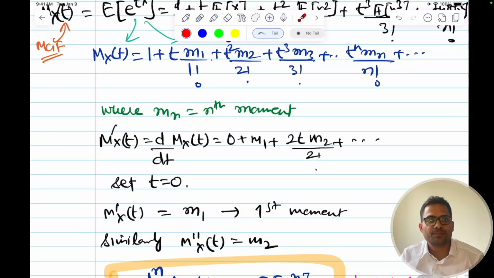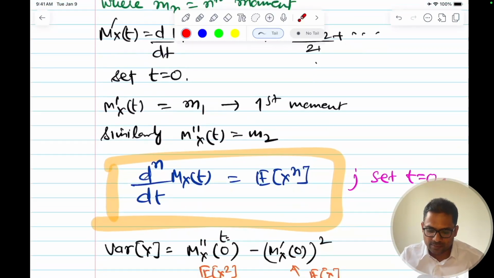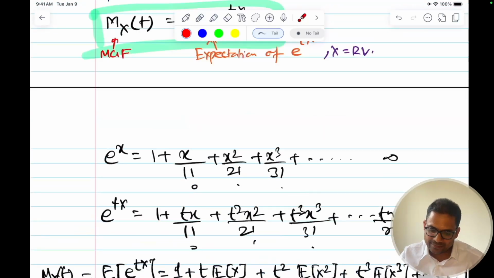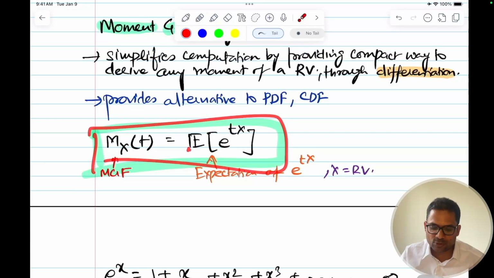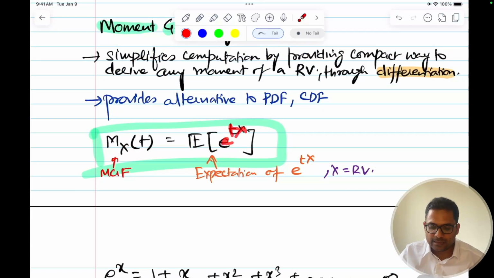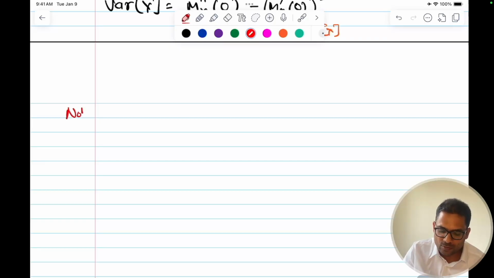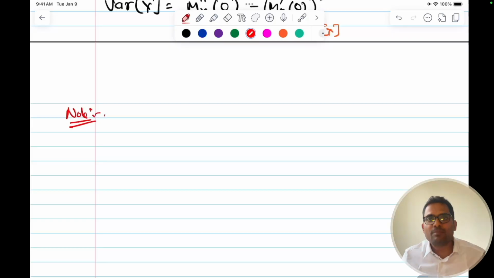I hope the moment generating function is clear. It's simple. Just take the nth derivative and set t equal to 0. The formula here is given by the expectation of e to the power tx. And just a note that not all random variables may have moment generating functions, because maybe the integration of the PDF does not converge. It tends to infinity. So in that case, we will not have a moment generating function. I'll just write a note for that.